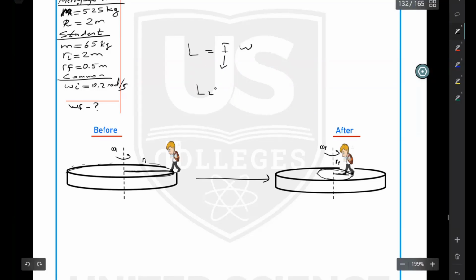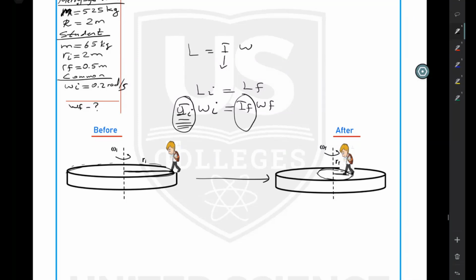Which equation? Initial angular momentum is equal to final angular momentum, which means initial moment of inertia multiplied by initial angular speed will be equal to final moment of inertia multiplied by final angular speed. But first I have to calculate the initial moment of inertia and the final moment of inertia of this system, before and after. First component is the merry-go-round, because the merry-go-round is a rigid object. Its shape is not changing. Its moment of inertia is constant. It's a disk. Let's calculate it then.